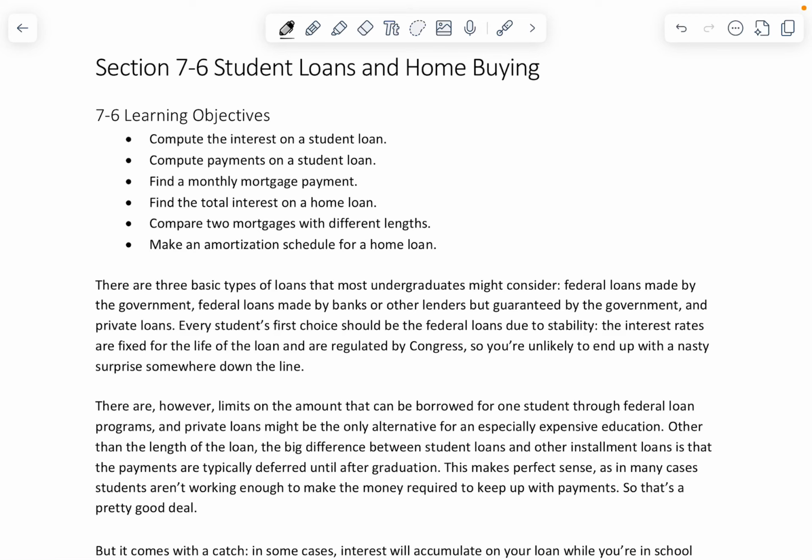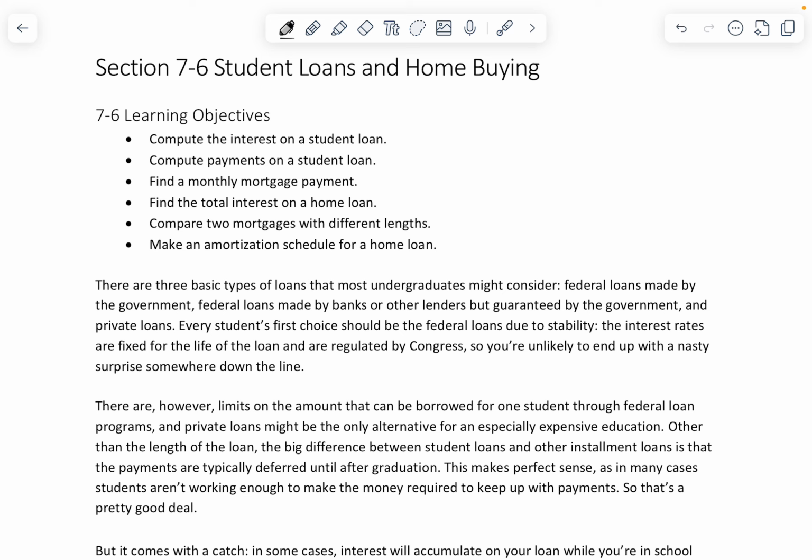In this video, we'll be talking about student loans and home buying. Our learning objectives are to learn how to compute the interest on a student loan, how to compute payments on a student loan, how to find a monthly mortgage payment, how to find the total interest on a home loan. We will look at how to compare two mortgages with different lengths, and we will wrap up by briefly talking about how to make an amortization schedule for a home loan.